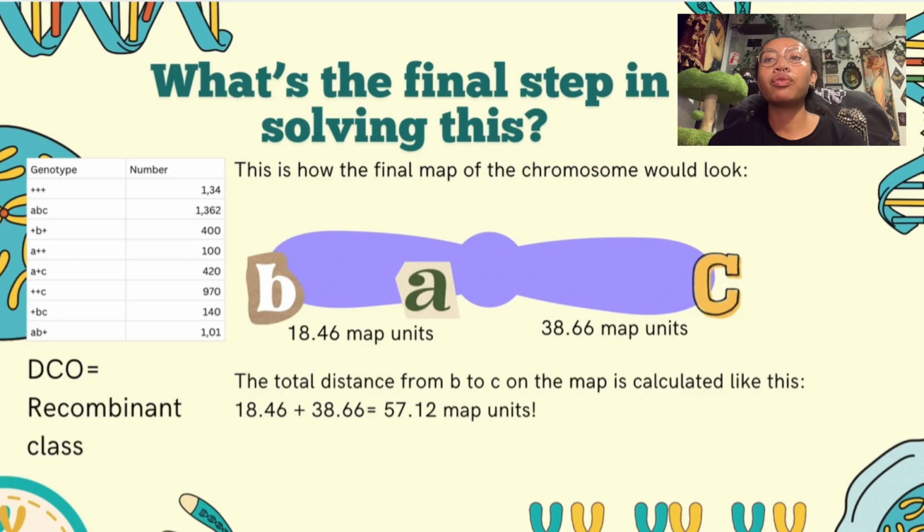And then lastly, this is how the final map of the chromosome would look. B is 18.46 map units away from A, and A is 38.66 map units away from C, with a total map unit distance of 57.12.